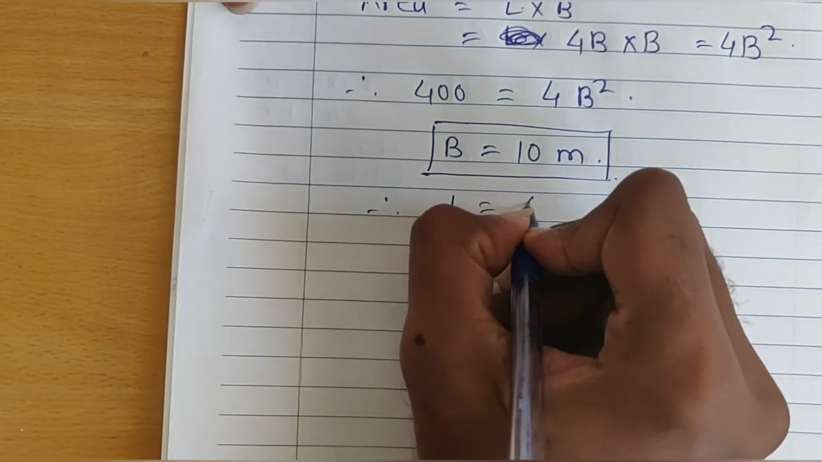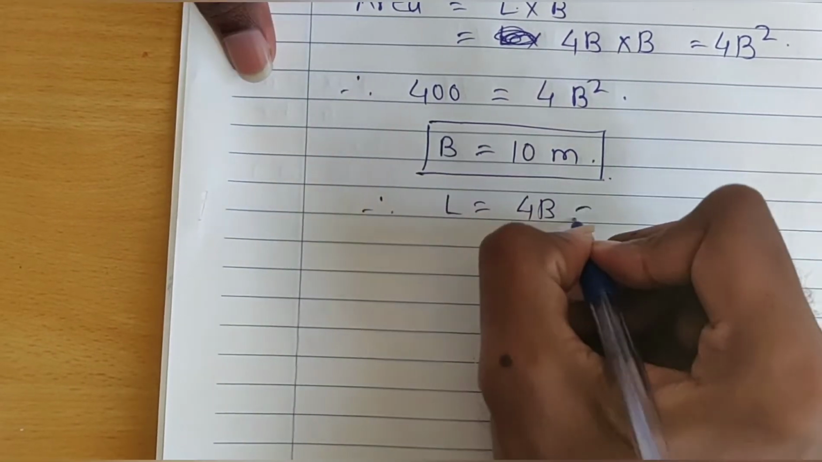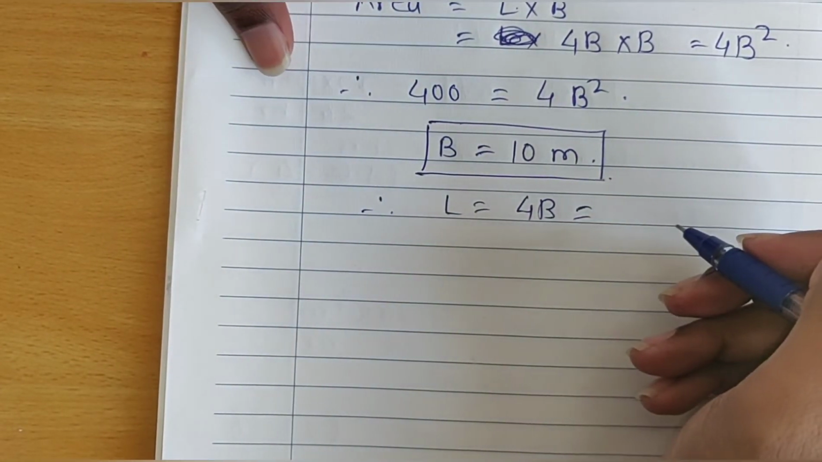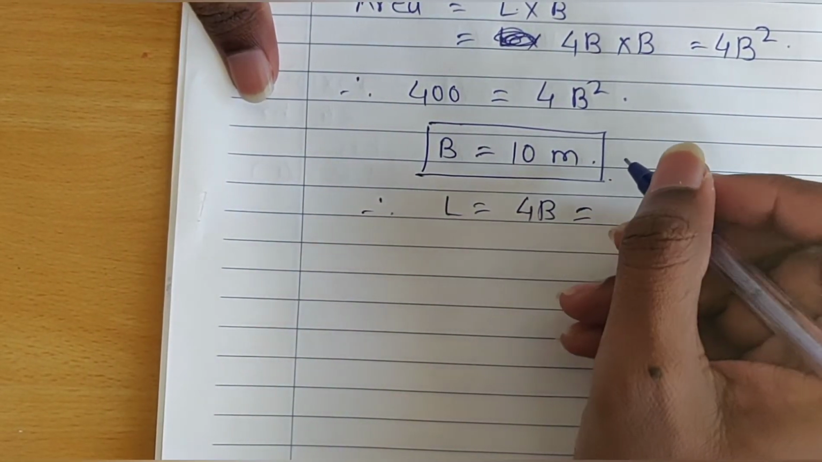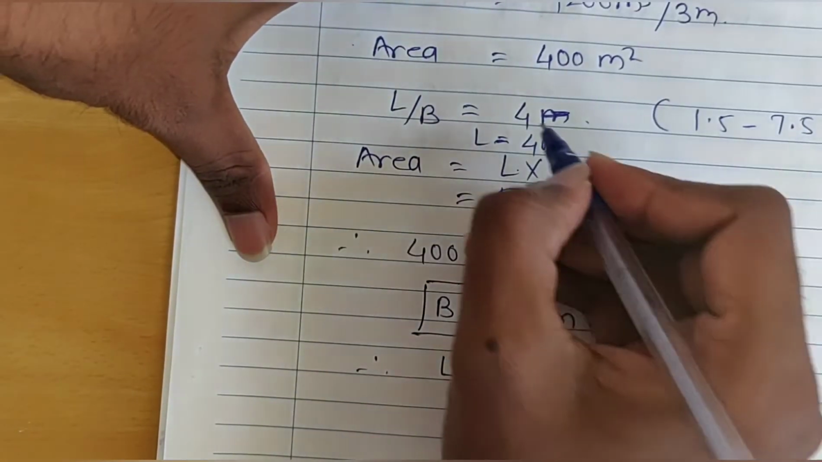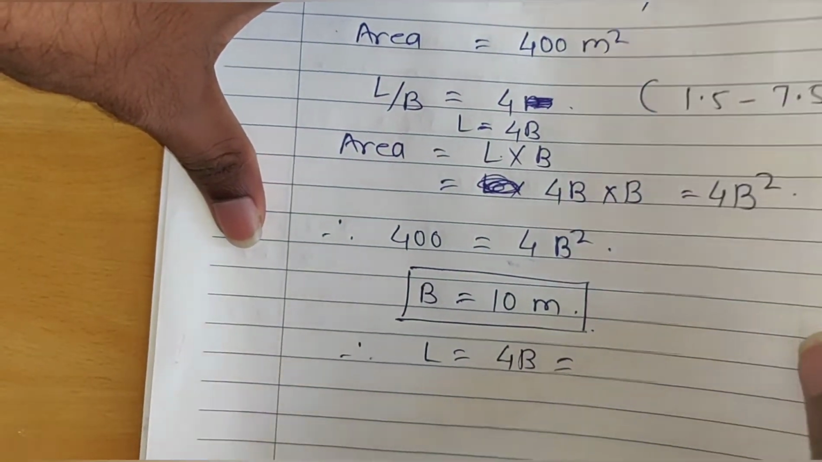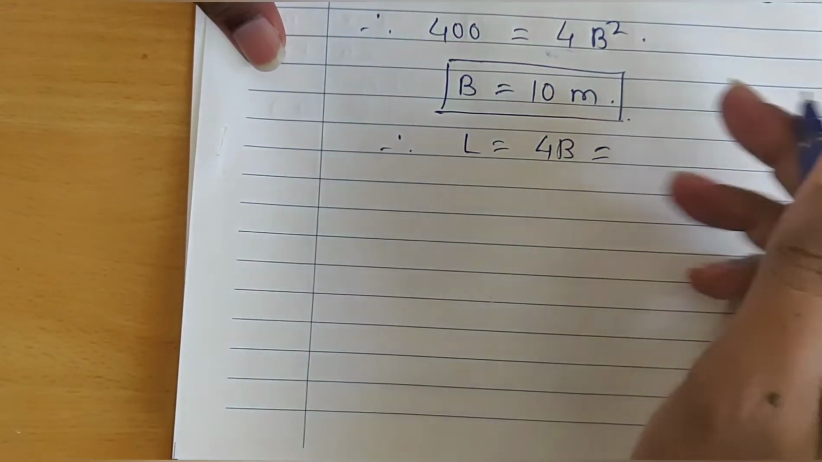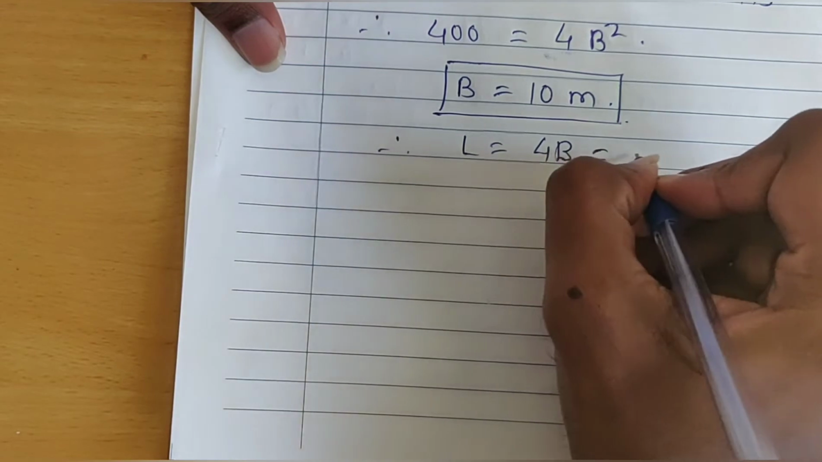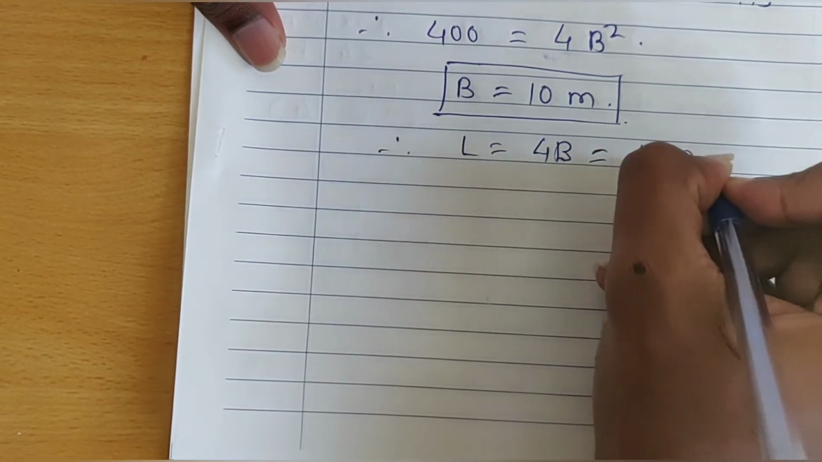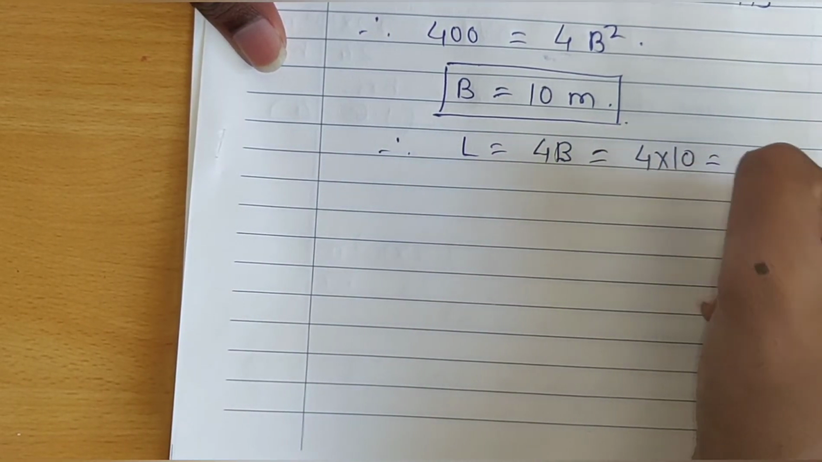Therefore length is equal to 4 times breadth. We have assumed L by B ratio as 4. Don't take it as 4 meter, take L by B equal to only 4, because L by B is a unitless quantity. Therefore L is equal to 4 into 10 is equal to 40 meter.